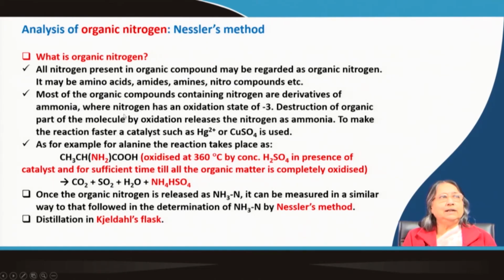So, if I ask you, in protein, what is the oxidation state of nitrogen? Protein is a very complex molecule, so what is the oxidation state of nitrogen there? What is the oxidation state of nitrogen in ammonia? It is -3. So, here also it is the same, nitrogen has an oxidation state of -3. So, you have to decompose the organic part of the molecule by oxidation, which releases the nitrogen as ammonia.